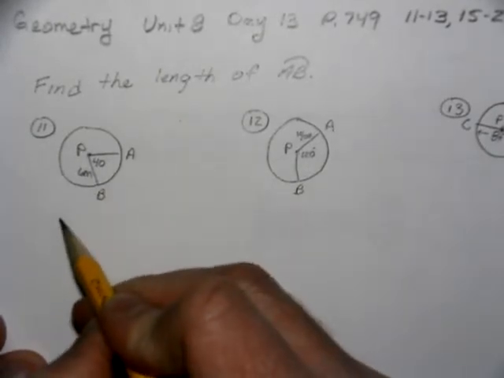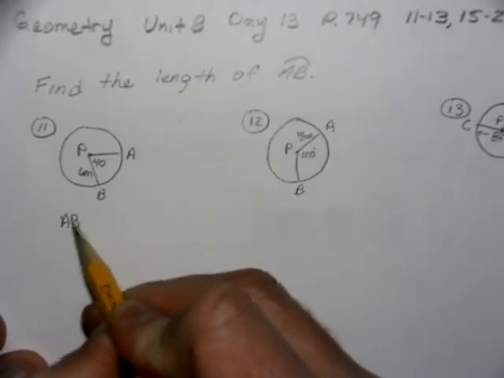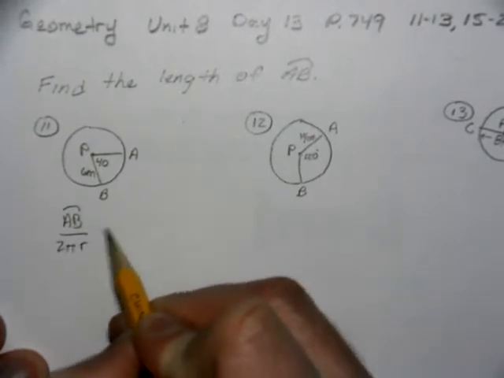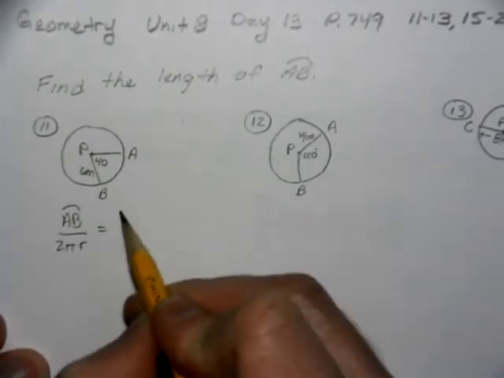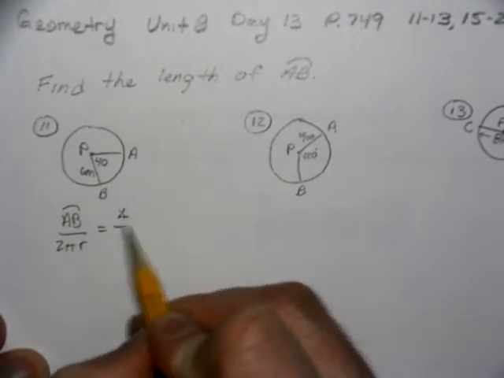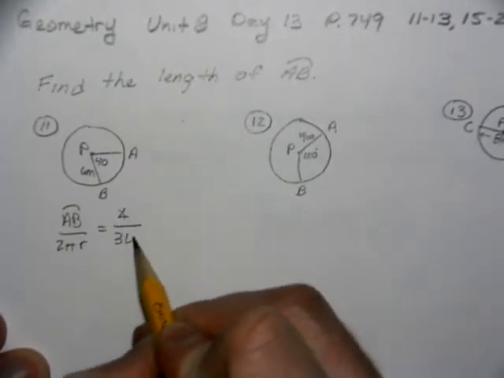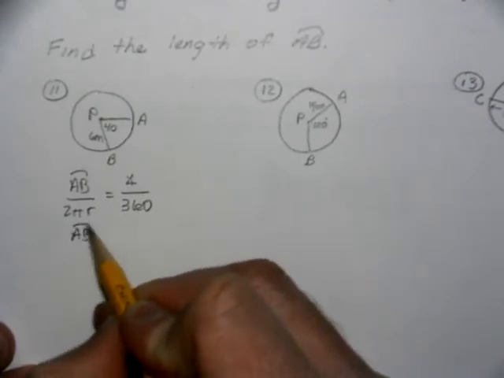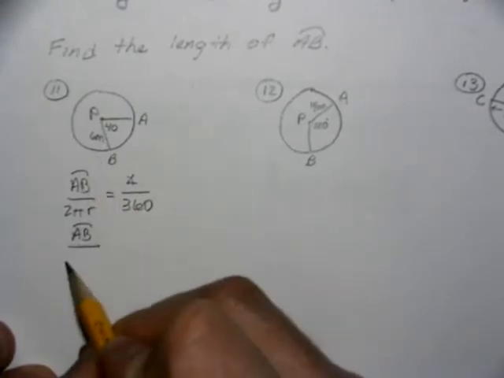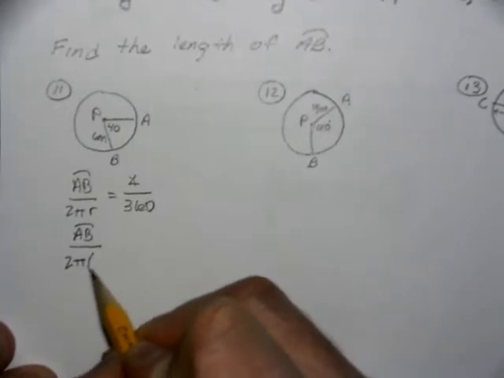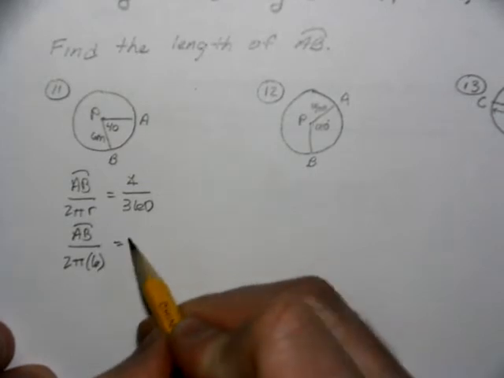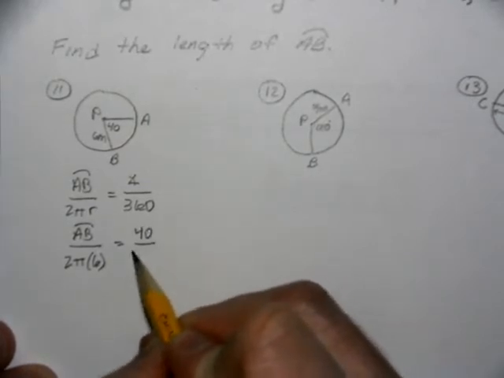We're going to write a proportion. Arc AB over 2 pi r is going to equal that central angle over 360. So we don't know what the arc is. 2 pi r is 2 pi times 6. The radius is 6 meters. The central angle is 40 degrees.